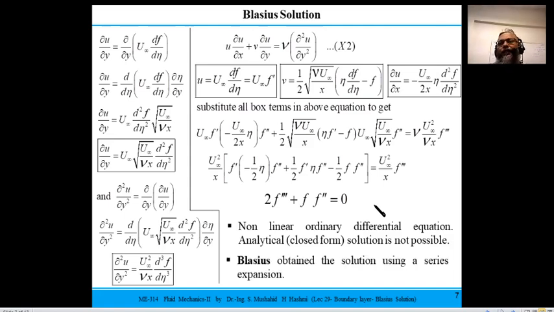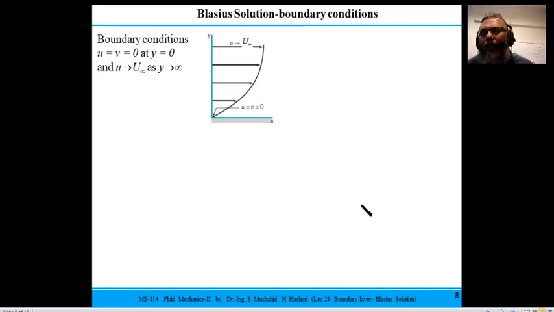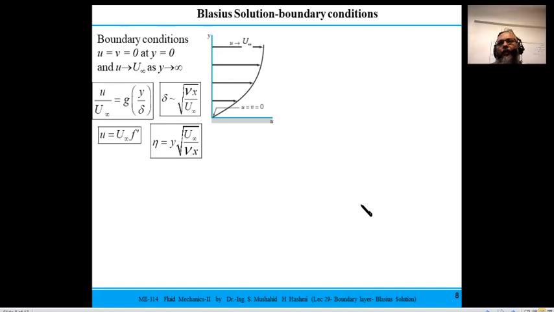So what Blasius has done, Blasius has obtained the solution of that equation: twice the third derivative of that function plus the function times its second derivative equals 0. This equation is satisfied using the series expansion. This is what Blasius has done. He has solved this ordinary differential equation using the series solution. And let's see how the solution looks. So you have the boundary conditions available and the variables involved.